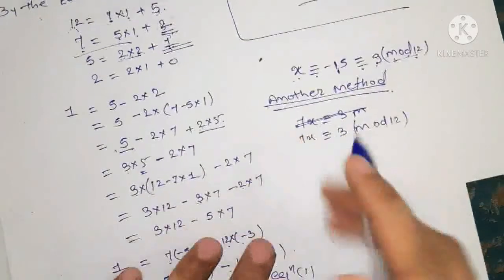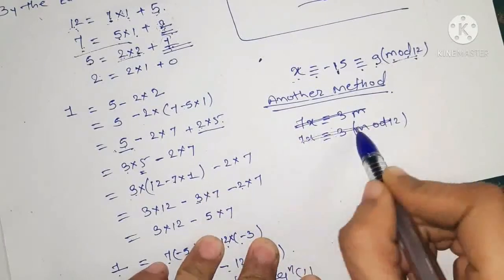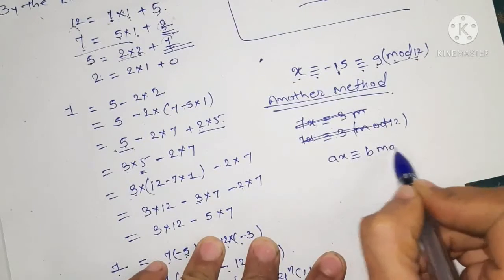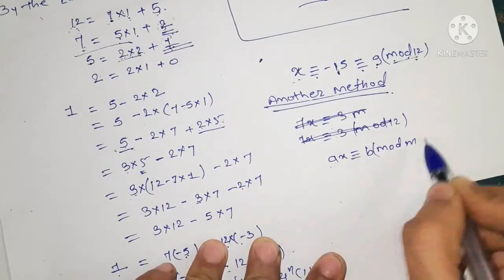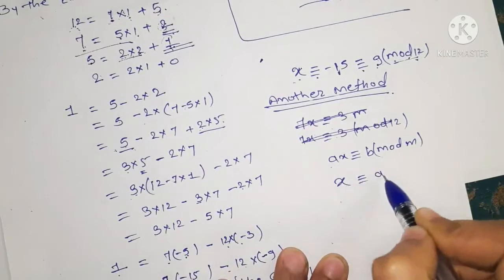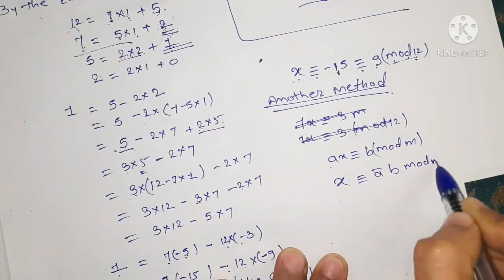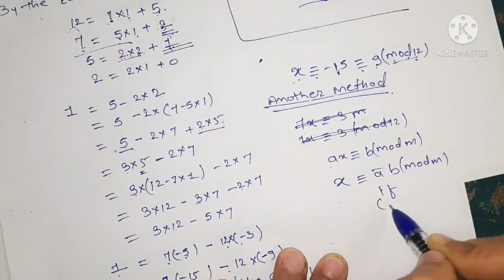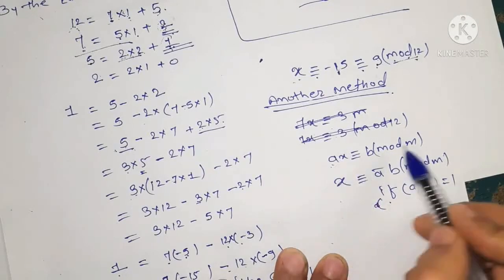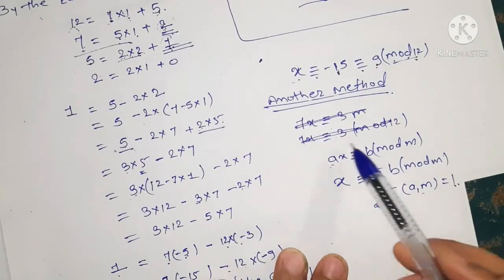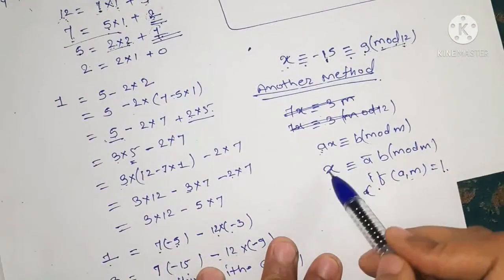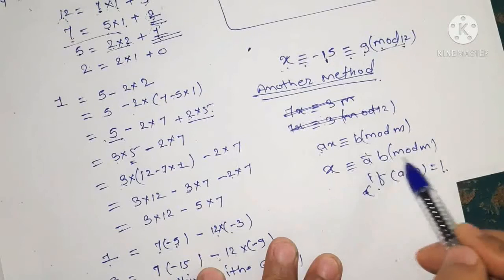What the inverse modulo method is, we write firstly the method and then we solve. So see, if ax is congruent to b modulo m, in general, then we have the solution that x is congruent to a bar into b modulo m if the GCD of a comma m is equal to 1. If the GCD of a comma m is equal to 1, then we can apply the inverse method, and the solution is x congruent to a bar b modulo m.